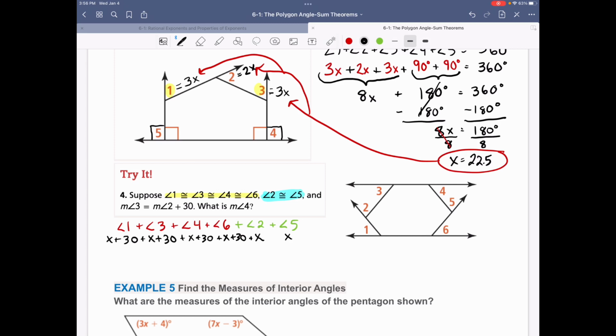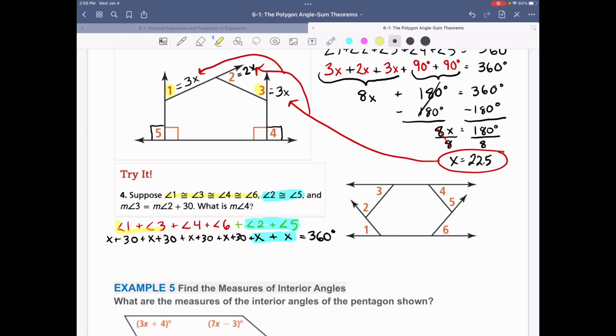And then we would add x and x. And all together would equal 360 degrees. Let me highlight these just so you can see what's going on. So these, angle 2 and angle 5, are the x and x. I just called them that to help us solve this problem.